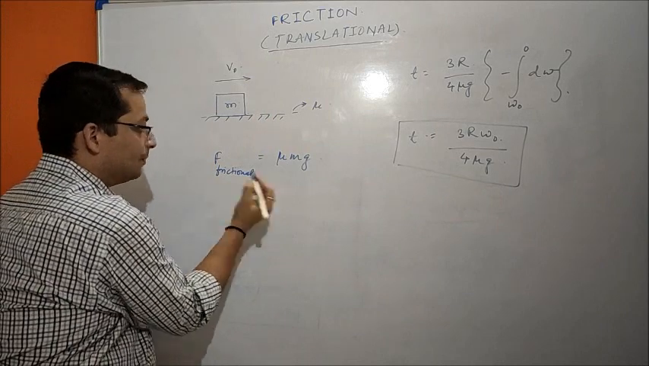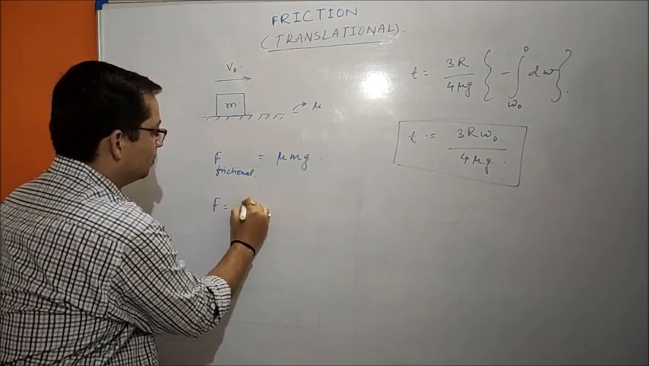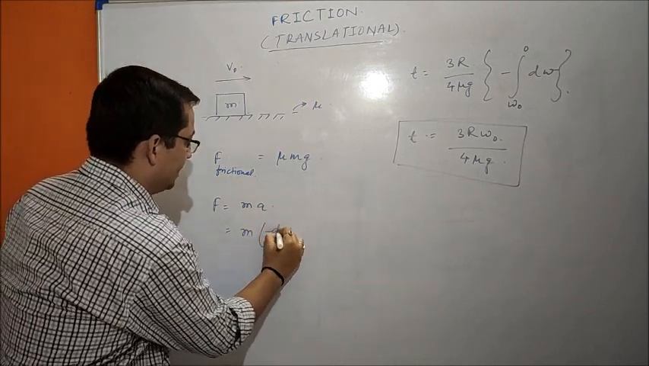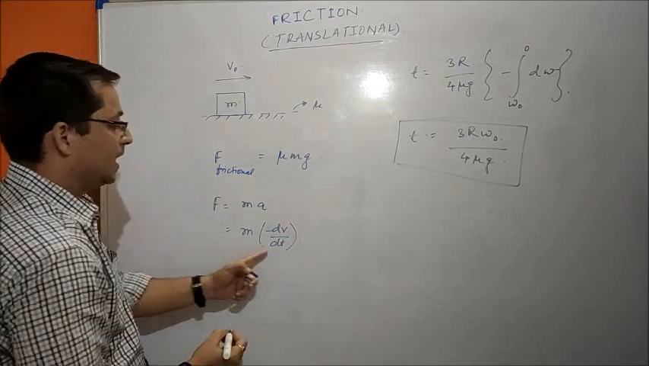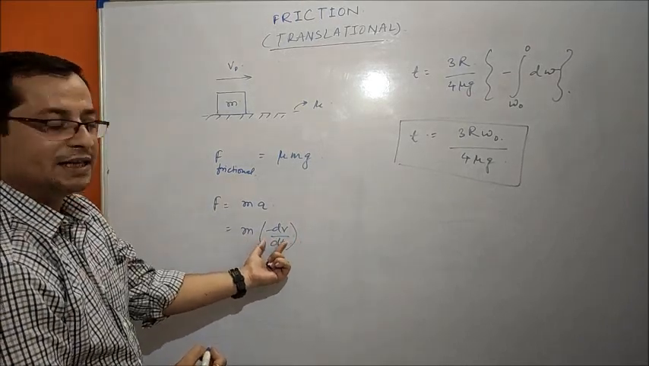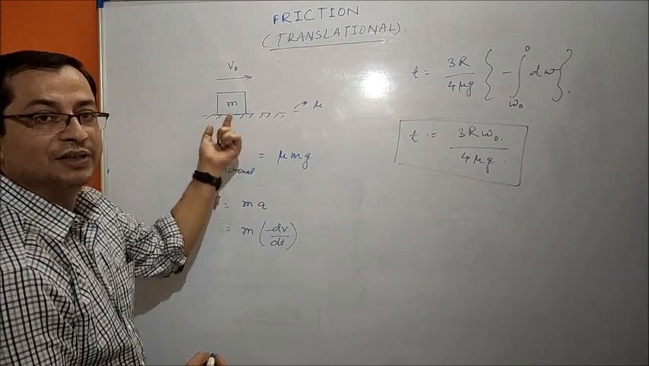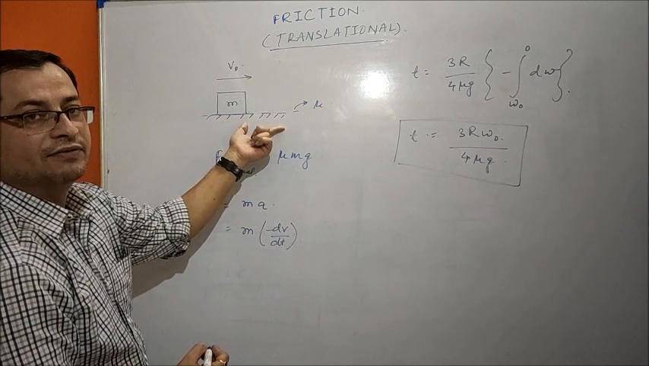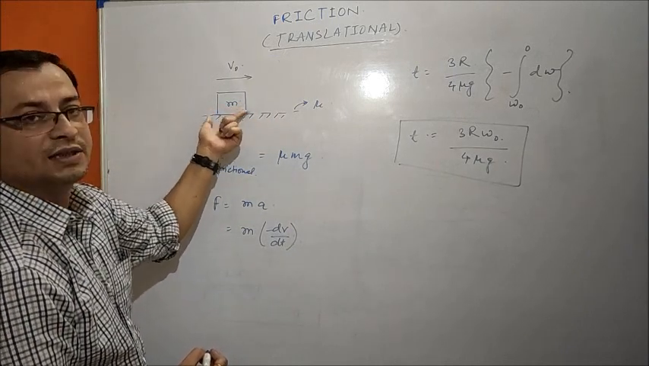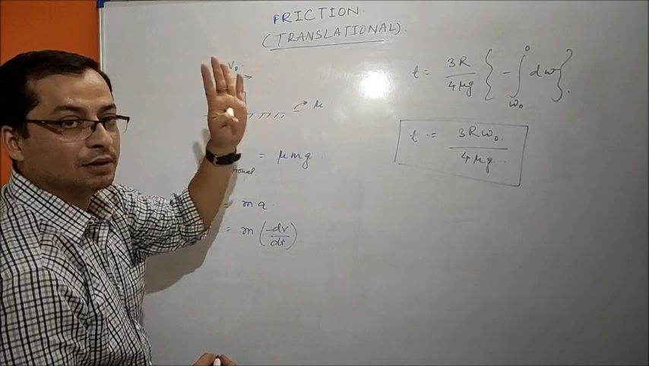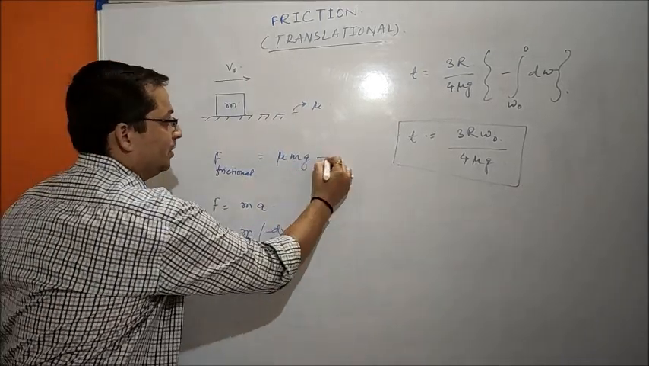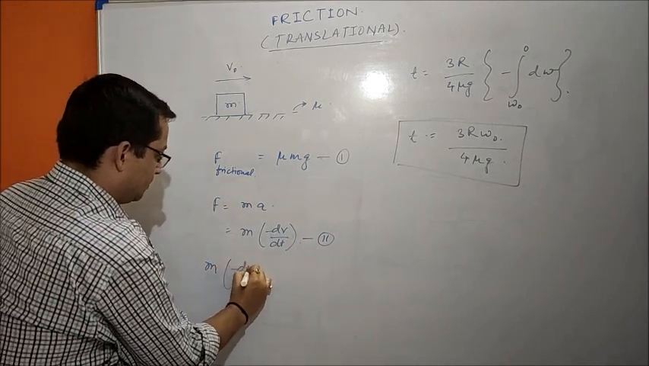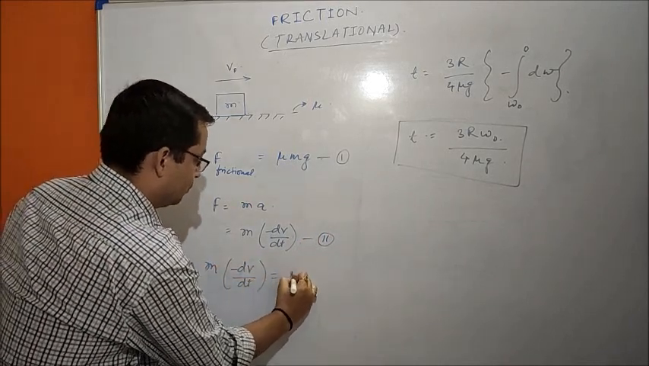So if we apply Newton's second law, you have F equal to ma, and this a over here can be written as minus dv by dt. M minus dv by dt. Why minus dv by dt? Because acceleration is negative over here, right? The object is eventually retarding. When you keep it on this rough surface, the frictional force experienced by the object causes its velocity to reduce and eventually the object stops, right? So this is what is happening. So we will equate these two expressions. So you will have m times minus dv by dt is equal to mu mg.